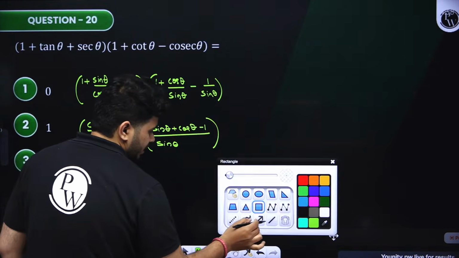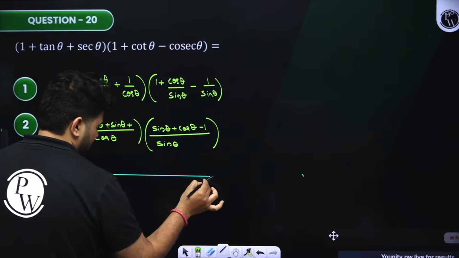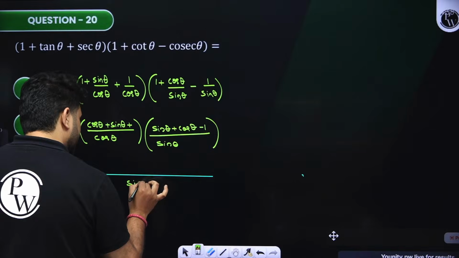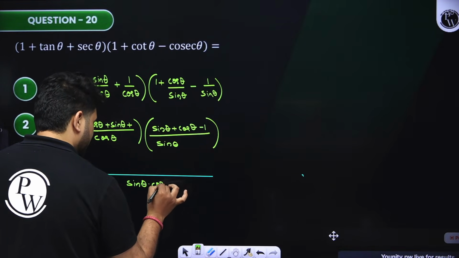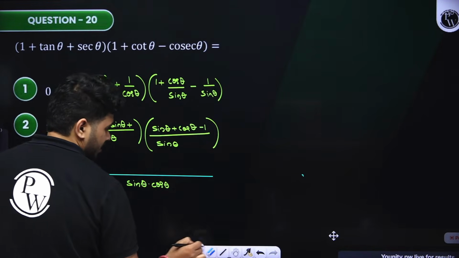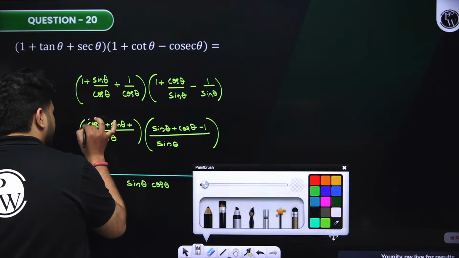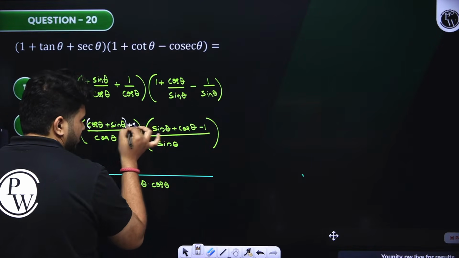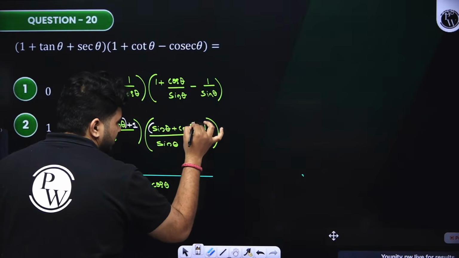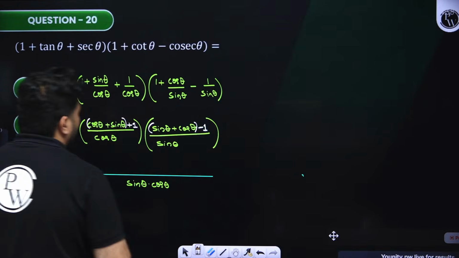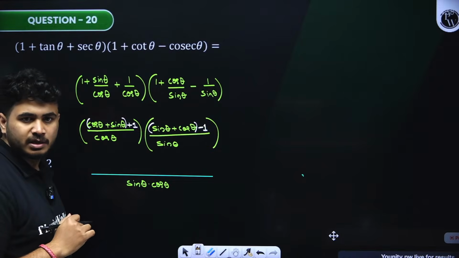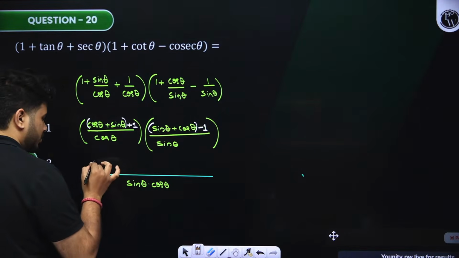Now, next step, if you observe, this is sin theta into cos theta. That's not a problem. But here, if I group them like this, sin theta plus cos theta plus 1, and sin theta plus cos theta minus 1, then it becomes A plus B, A minus B. Correct or no?